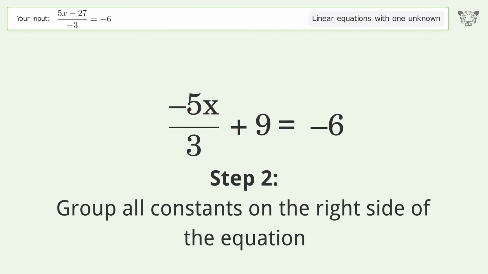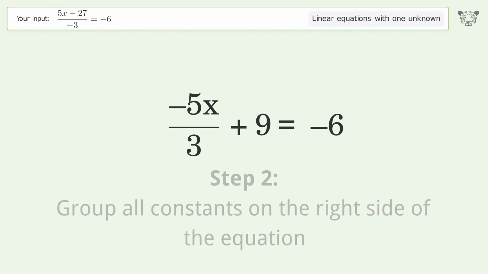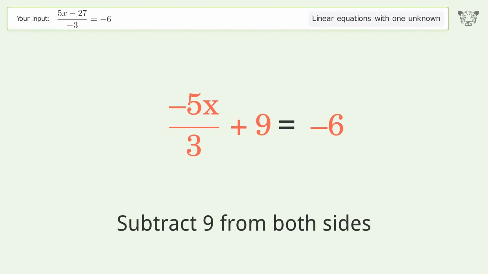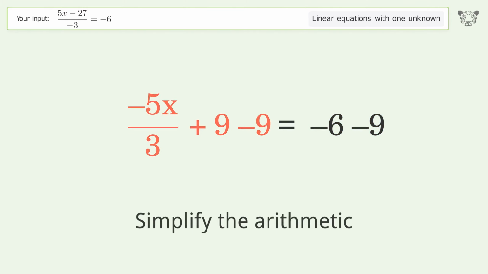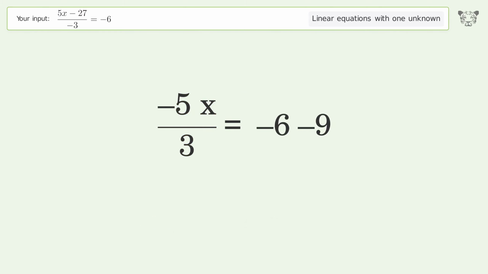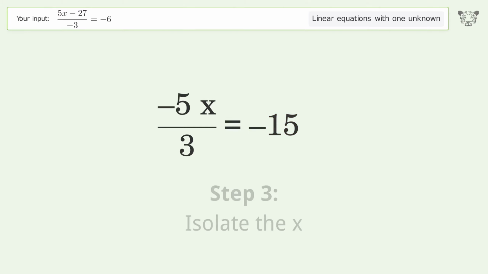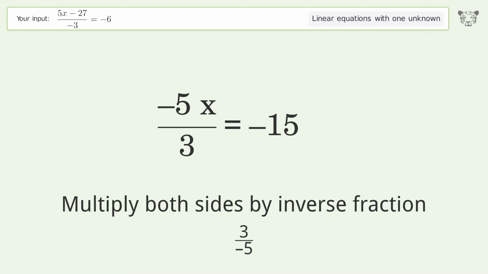Group all constants on the right side of the equation. Subtract 9 from both sides. Simplify the arithmetic. Isolate the x. Multiply both sides by inverse fraction 3 over -5.